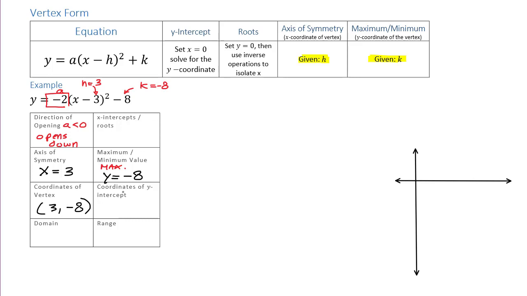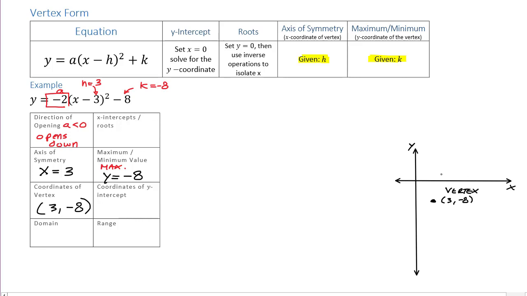So I can go graph this. So I kind of got a graph set up over here. Here's my y-axis. Here's my x-axis. And we'll just say (3, -8) is somewhere around here. Again, I'm just doing some rough sketches for now. So there's my vertex, (3, -8), and that's my vertex. So the nice thing about this is you got that right away.